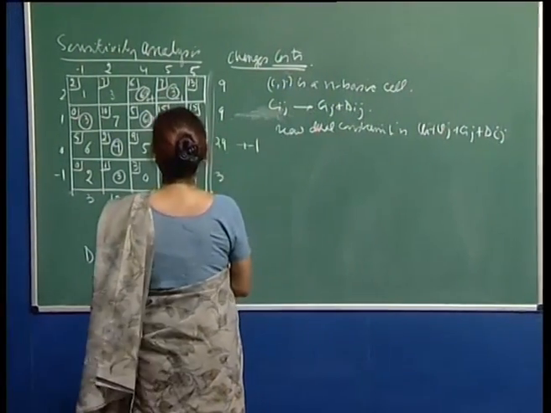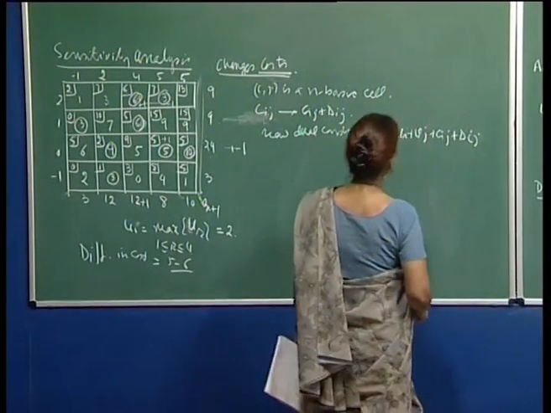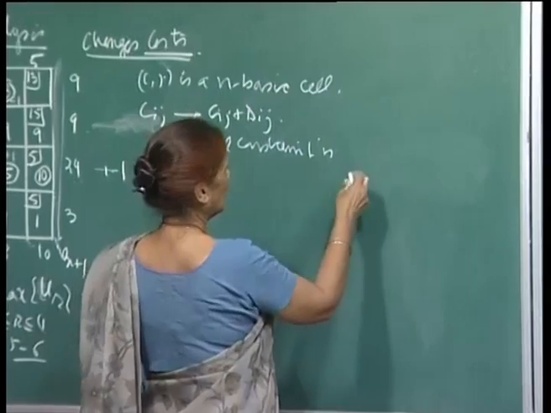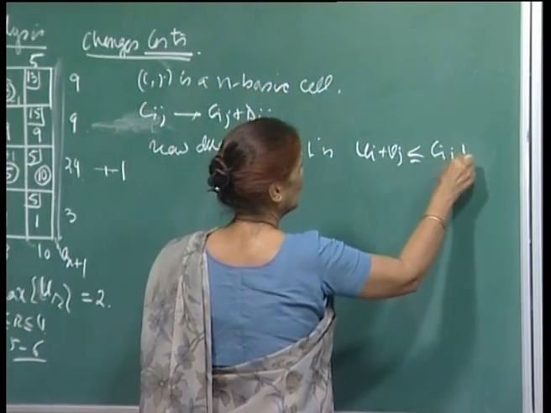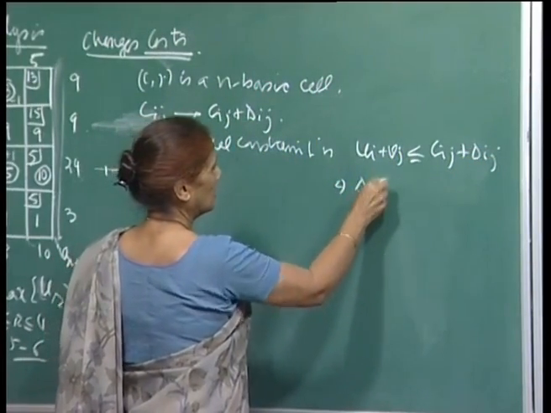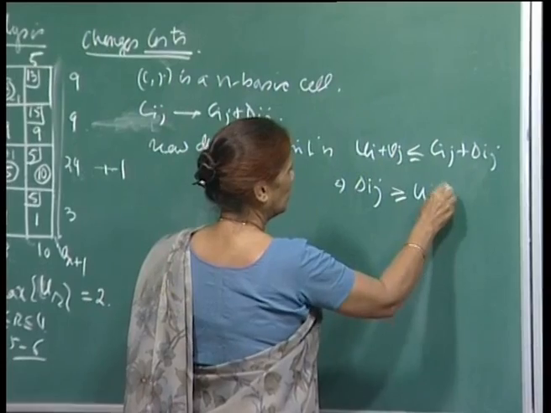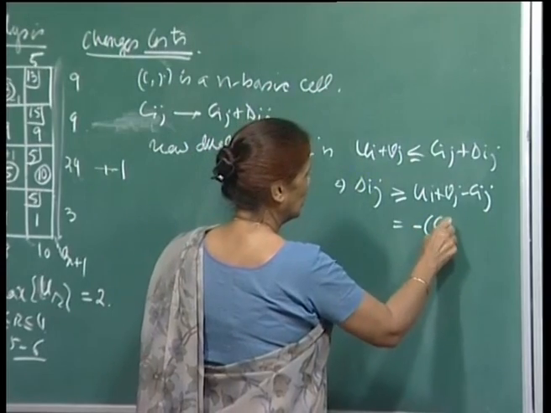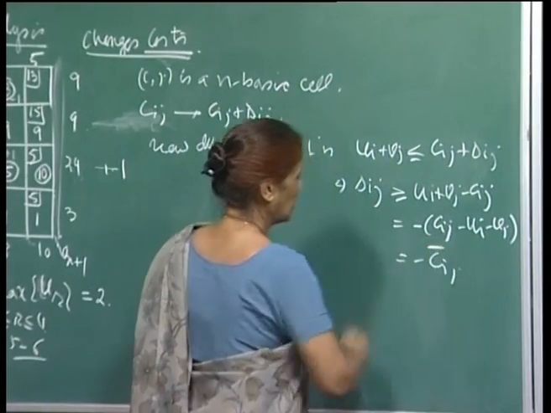Why should that happen? Yeah, this is less than, you say that. Okay, let me see. What you say is that your ui plus vj should be less than or equal to cij plus delta ij, right? So this implies that your delta ij should be greater than or equal to ui plus vj minus cij, which is equal to minus of cij minus ui minus vj, which is minus cij bar.